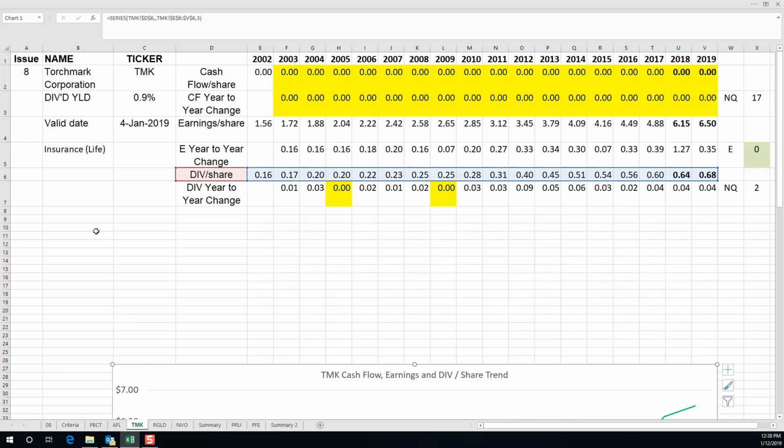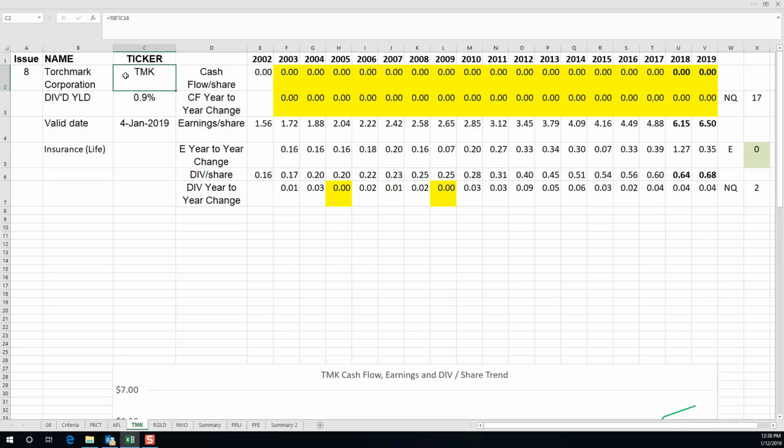All right, then next up is Torchmark. Torchmark, TMK. They're only yielding 0.9%. They are not qualified for cash flow because, again, they are not reporting cash flow as a life insurance company. However, they are an E0, earnings 0. So their earnings have increased every year for 17 years. Now, this may make them a candidate for someone other than an income-oriented investor. And you can see that they are not qualified for dividends with 2 flat years.